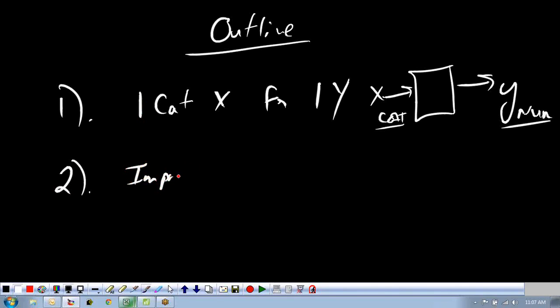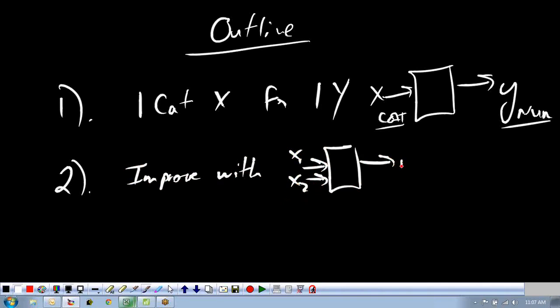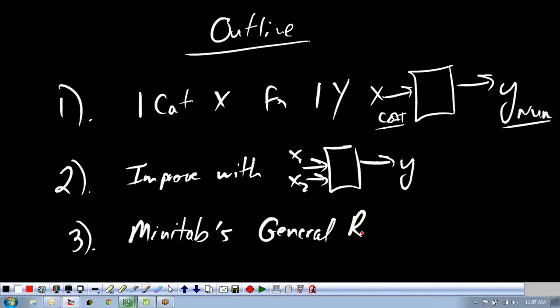Number two, improve a regression with 2 x's, x1 and x2, where x2 is a cat, and we'll see how we can improve that. Number three, I want to show you Minitab's general regression area, and in this case this is going to allow us to go a little bit beyond the indicator variables. I just want to introduce you to this, so that we can actually make full models with one cat, one num, and any number of cat things, but taking into account all the interactions between the two. All right, so I do want to show you that.